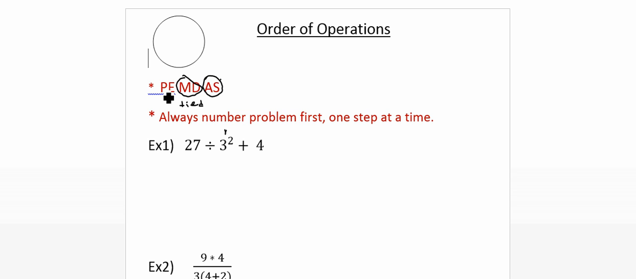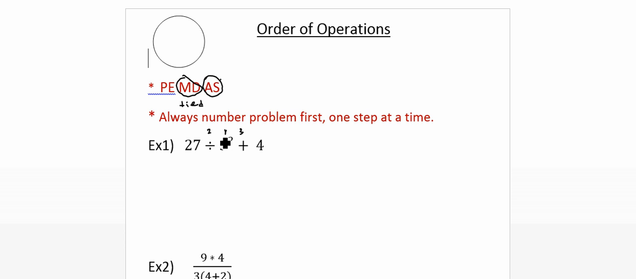Then I had exponents. Now, do I have any multiplication or division? Yes, I have a division, so I'm going to put a 2 there. Then I keep going. Do I have any more multiplication and division? No. Then I go to adding, subtracting. Do I have any adding or subtracting? Yes. I put a 3 there.